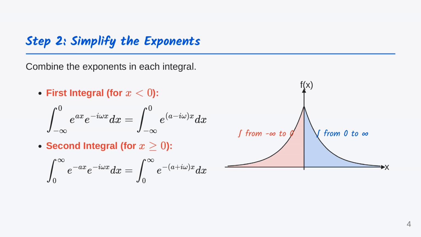As you can see in the diagram, this split is visually represented by dividing the area under our function into two parts. The red shaded area on the left corresponds to our first integral, and the blue shaded area on the right represents the second. This makes it really clear what we're working on.